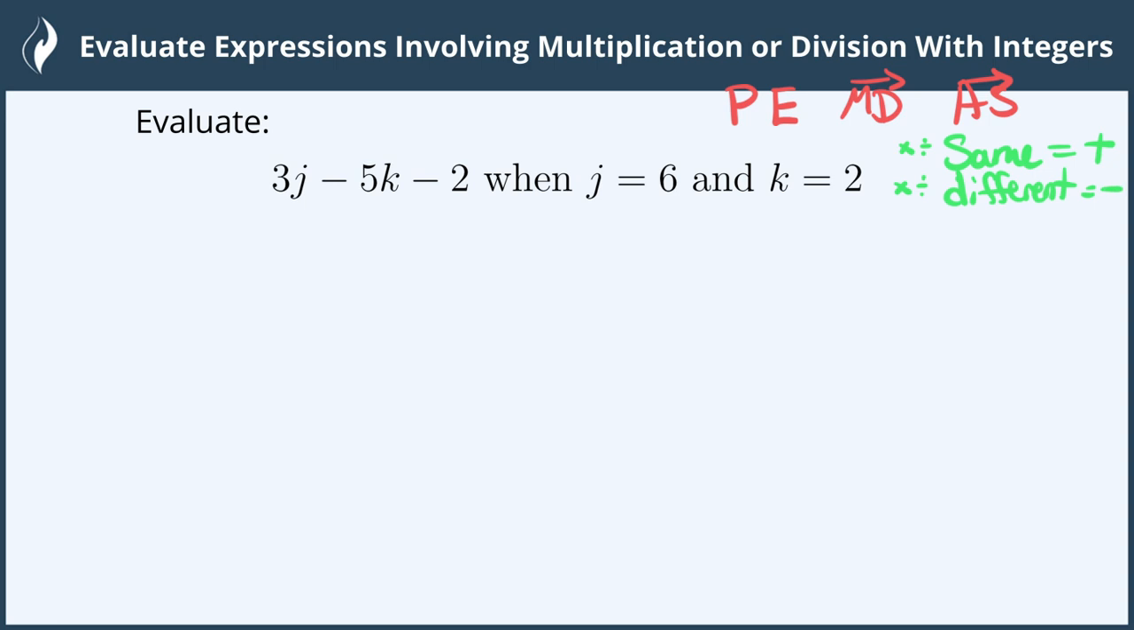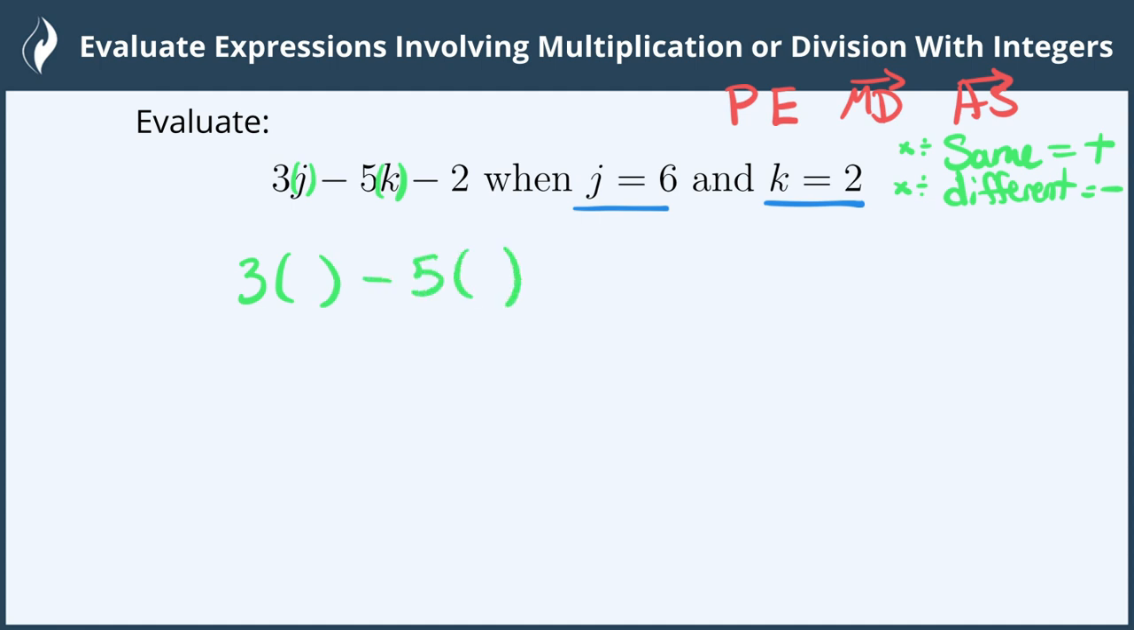Let's go ahead and work on our expression now. We were told j equals 6 and k equals 2. This means that we will need to substitute into our expression. Every time we see the variable j, we will put a 6, and every time we see the variable k, we will put a 2. But every single time we substitute, we must put a set of parentheses around the variable we will be substituting in for. This helps clearly indicate our operations that are occurring with that variable.